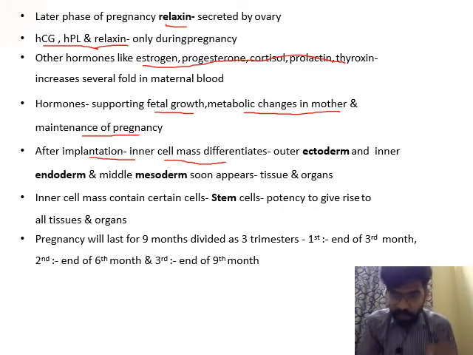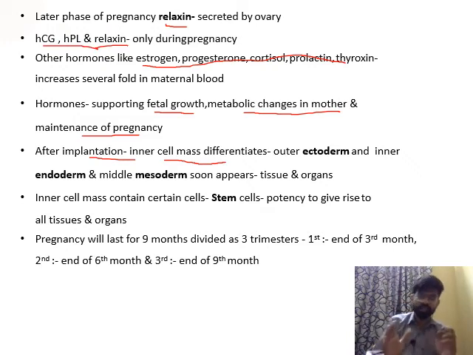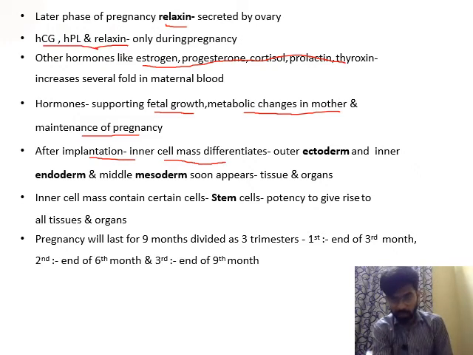In plus one class, you have already studied the heart. The heart is mesodermal in origin. So mesoderm is the middle layer. And the inner cell mass contains some stem cells, and stem cells have a unique property, meaning stem cells have the ability to give rise to a new organ.